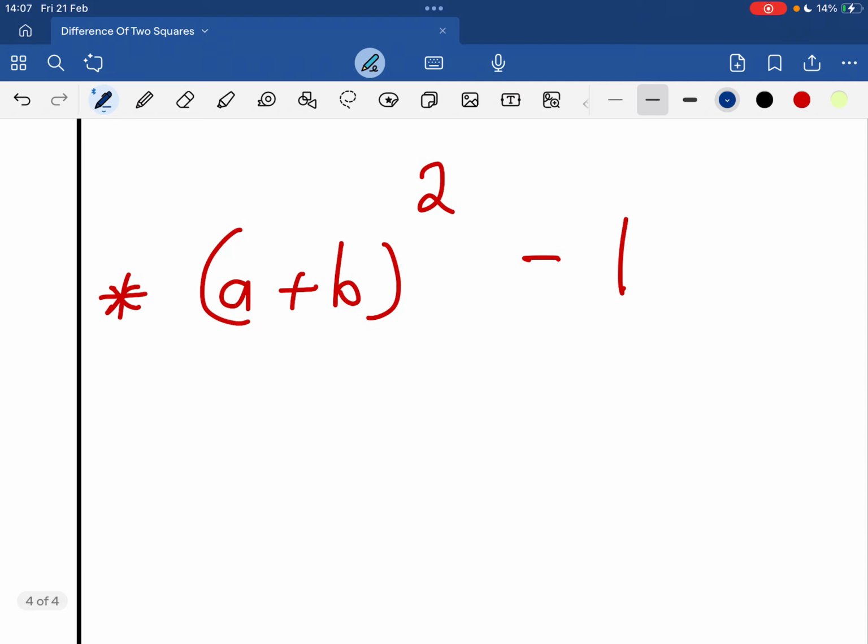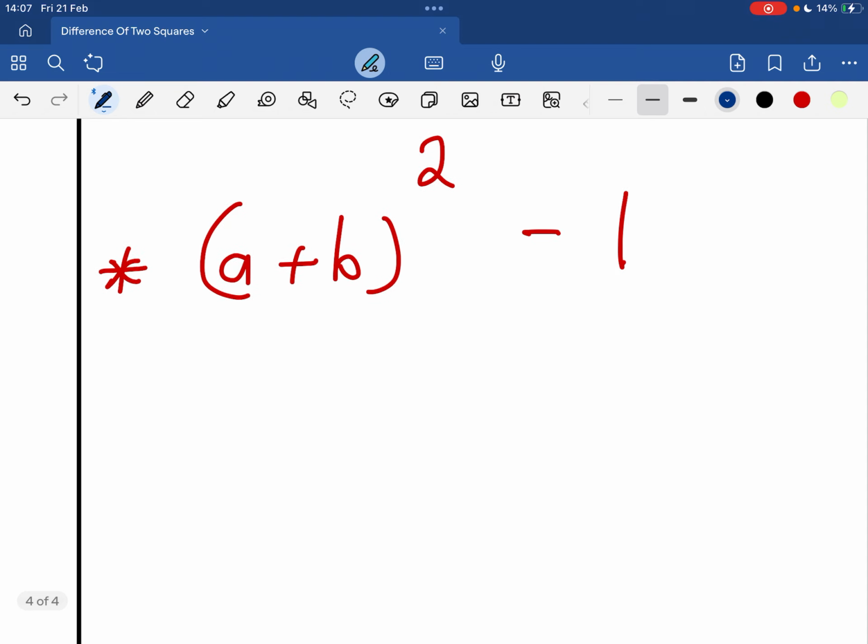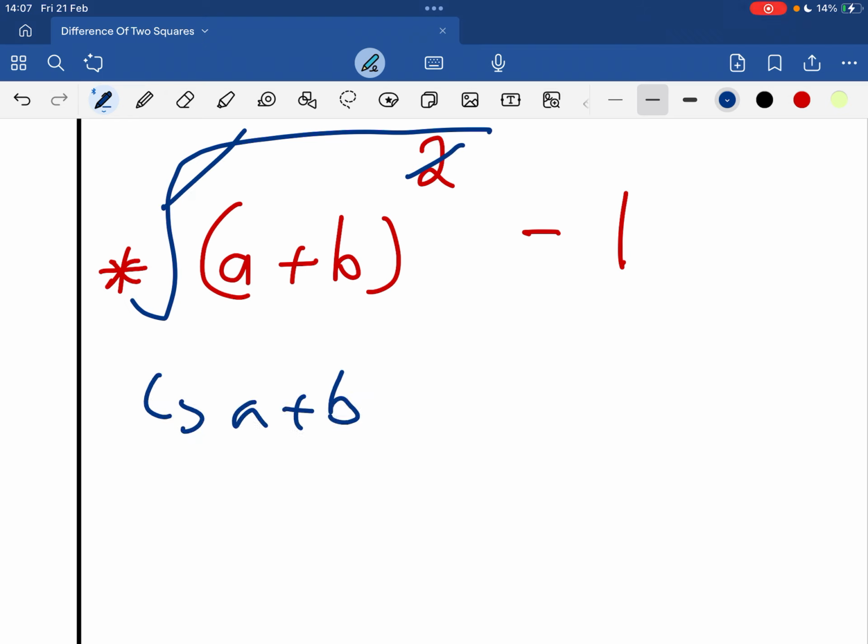Great. One more. What if you had a plus b squared minus 1? Why don't you pause the video and give it a try if you have an idea? If you don't have any idea, let's chat about it. Here, we have a plus b squared. What is the square root of that? Well, square root signs and squares cancel out, and so the square root of that is just a plus b. So that can be seen as a perfect square.